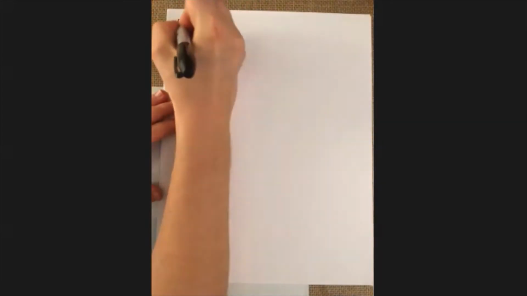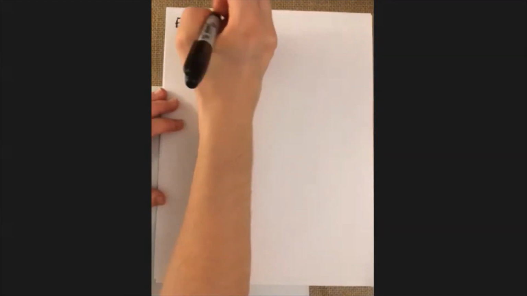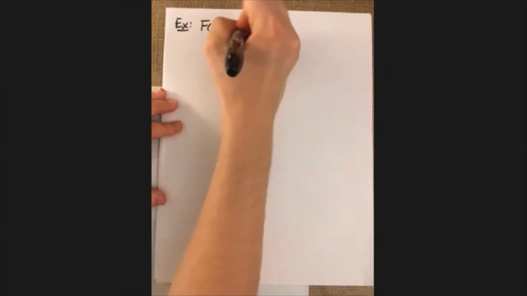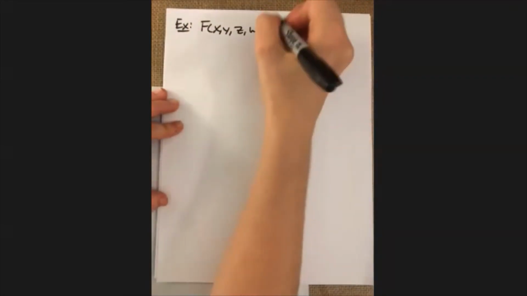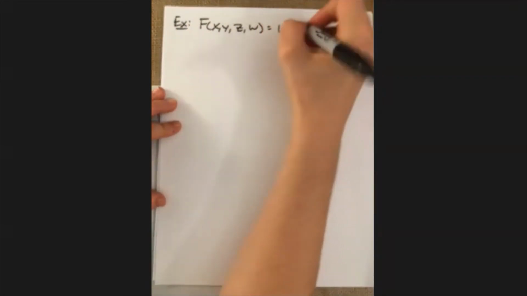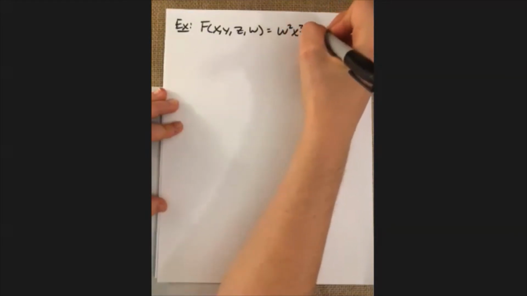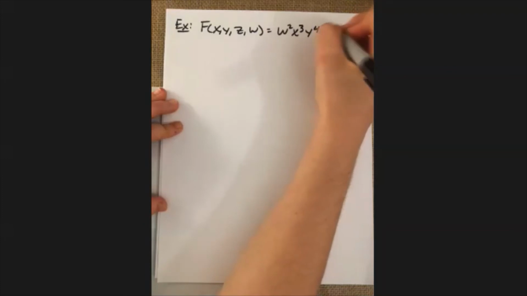One more example of taking a gradient. I want to show how this works if we have even more input variables. Suppose we have the function f(x, y, z, w) equal to w squared, x cubed, y to the fourth, z to the fifth.